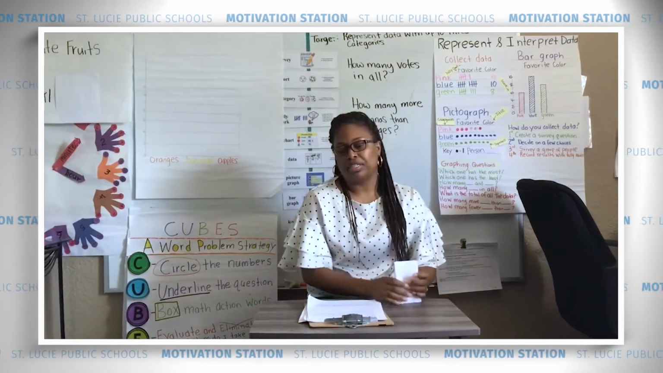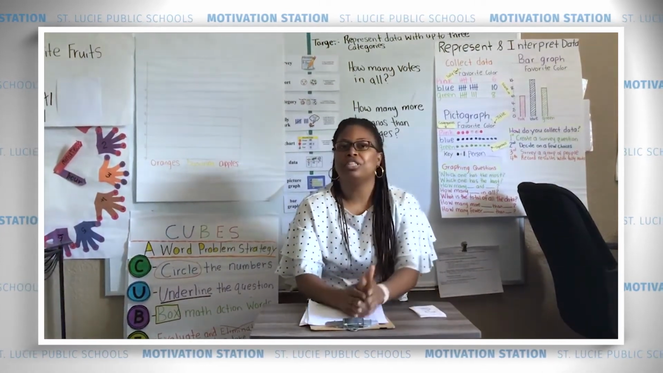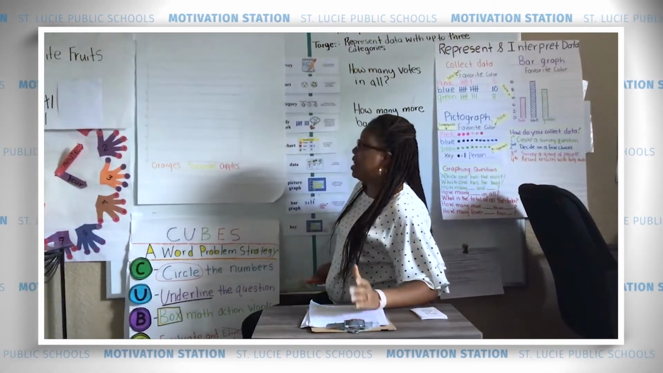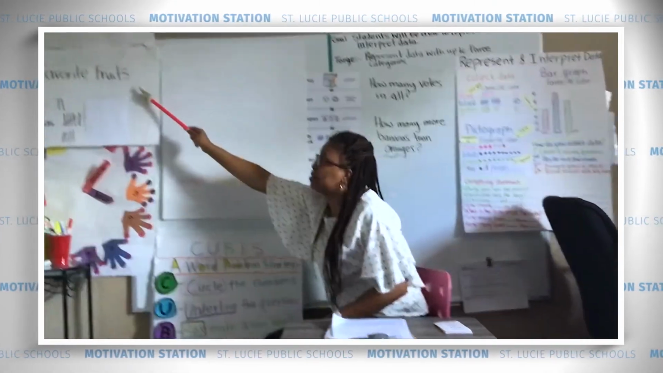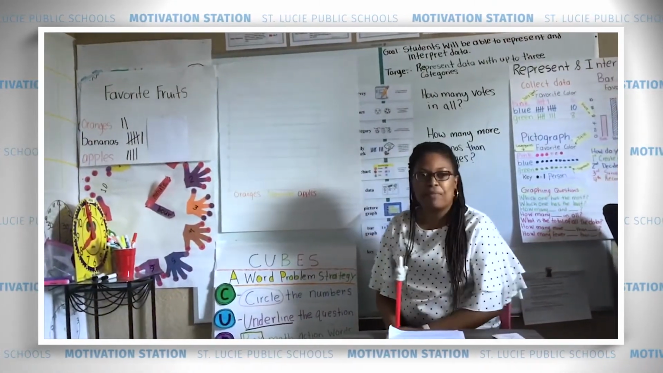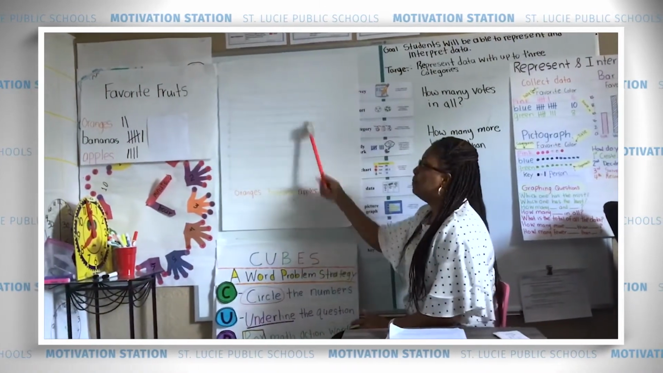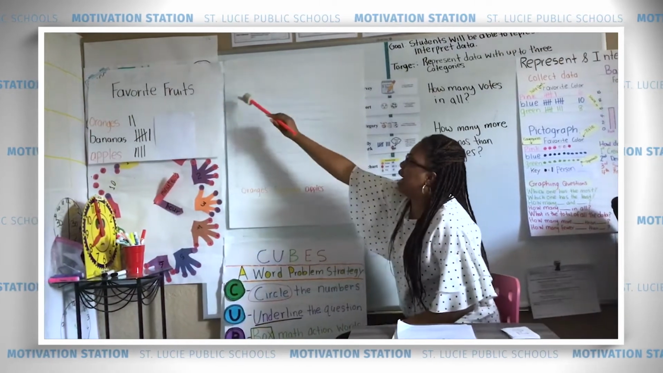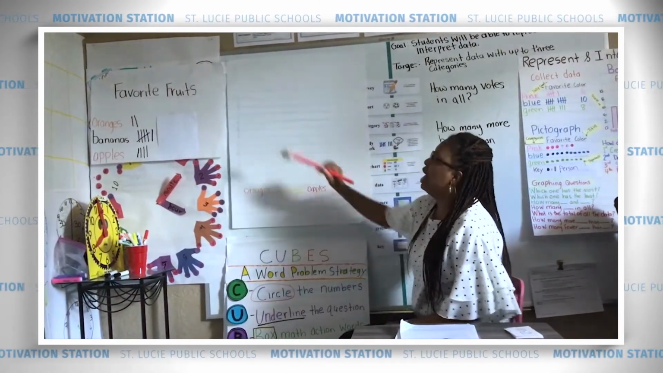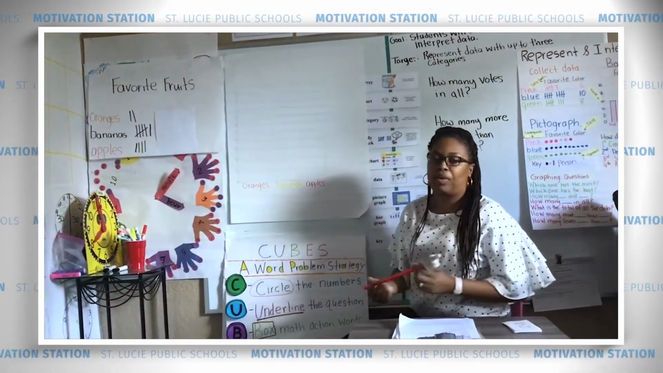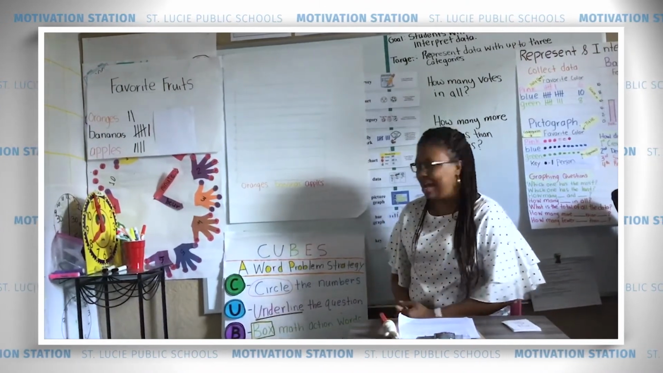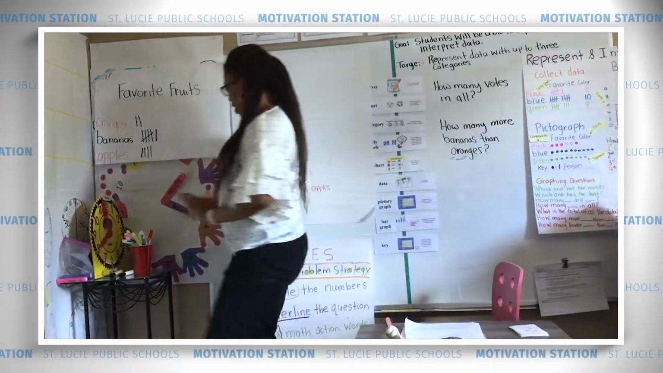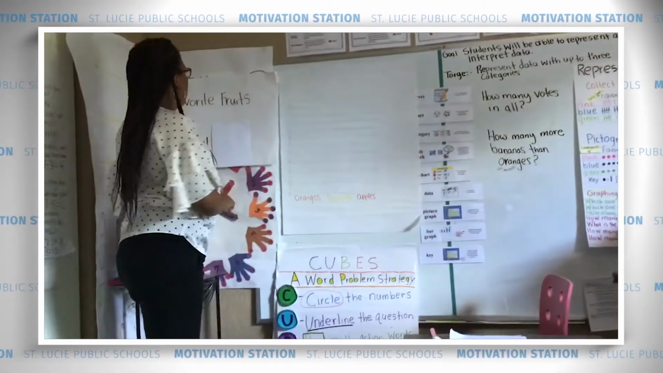All right, boys and girls. Now, we are going to use one of our tally charts that we already made on our favorite fruit, and we're going to take that information and make a bar graph. So I need you to get your paper and just go ahead and make like a rectangle and draw lines to create your bar graph. All right? So I am going to go ahead and look over here on our favorite fruit.